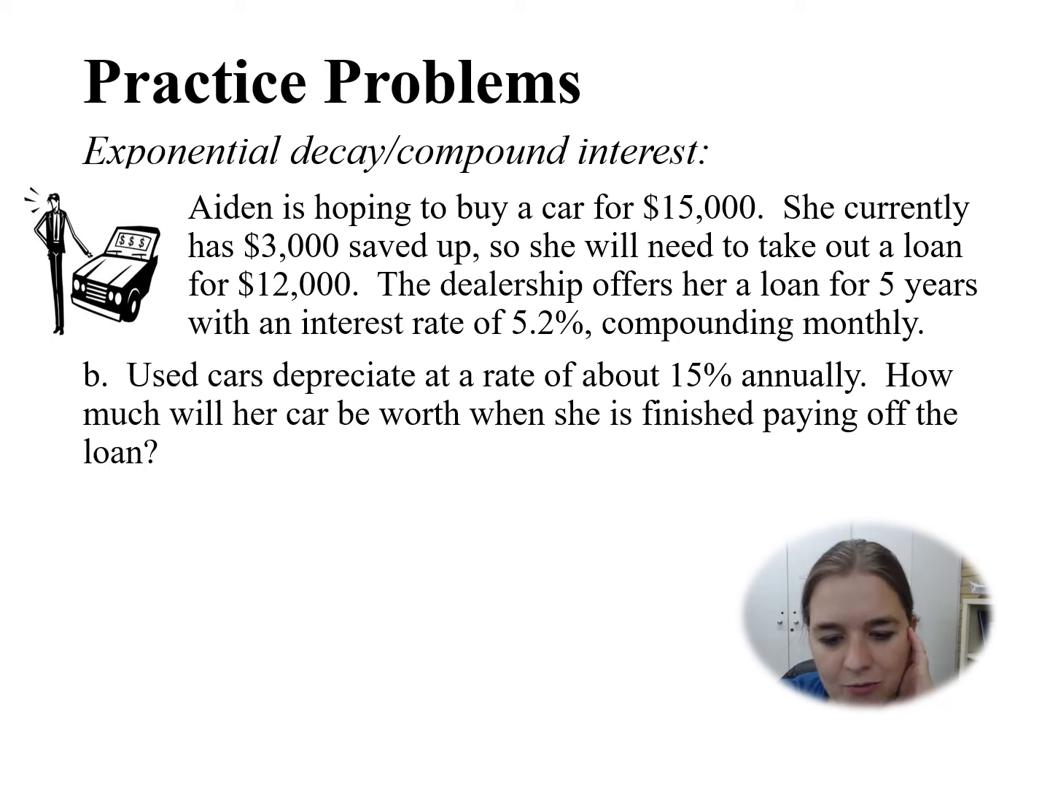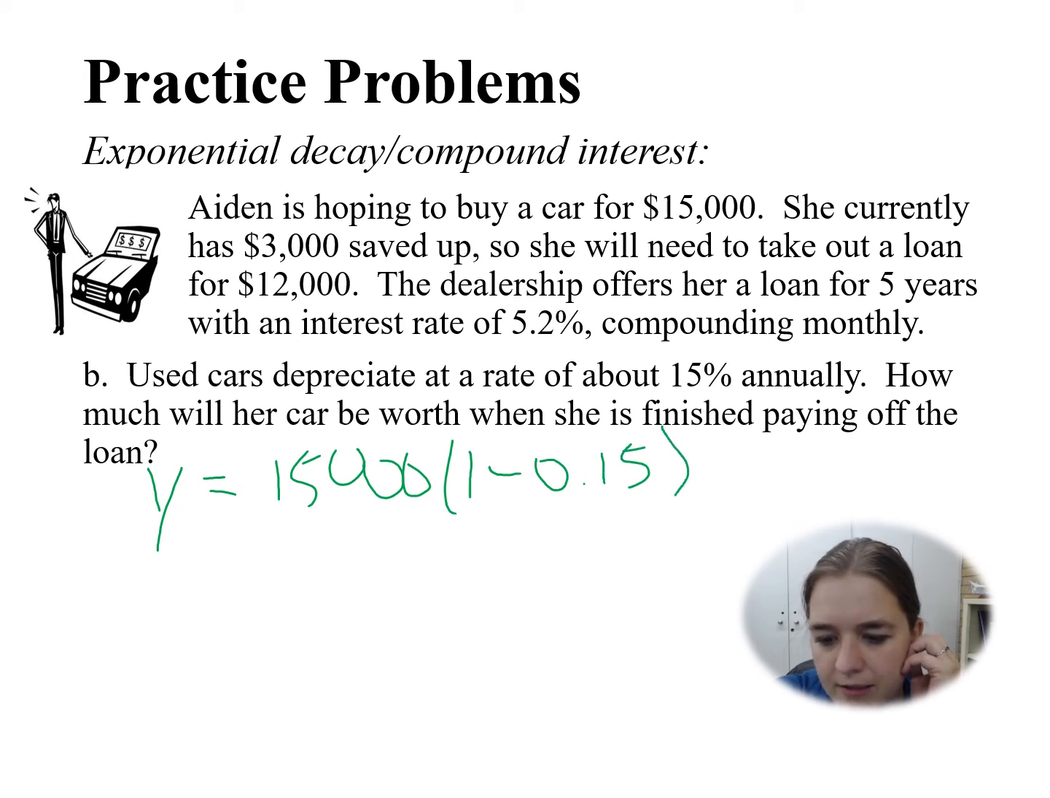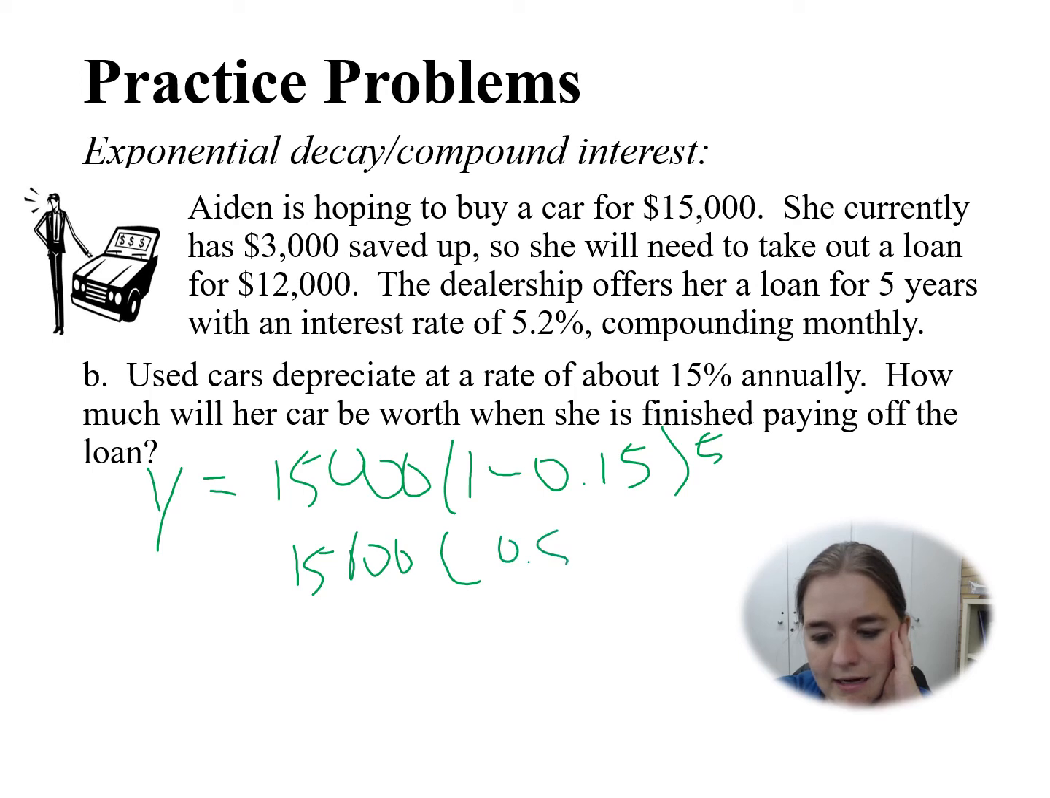So I'm going to be using that equation, y equals a times 1 plus r to the power of t. So it'll be worth the original value, $15,000, multiplied by 1 minus 15%, 1 minus 0.15, to the power of 5 years. So this here I can simplify inside my parentheses, and I get $15,000 times 0.85 to the power of 5. It's going to take 5 years to pay it off.